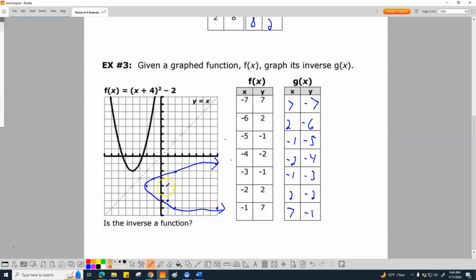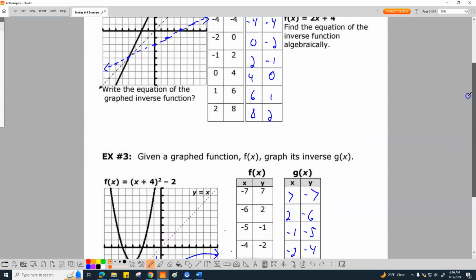You can test if it's a function by doing the vertical line test. You ready? If it passes through more than once, boom, not a function. It is not technically a function at this point by definition of this. So is the inverse a function on this one? The answer is no, it is not, because it does not pass. You can see that the x's repeat more than once, and it goes through like that. So that's how you tell that for this one.